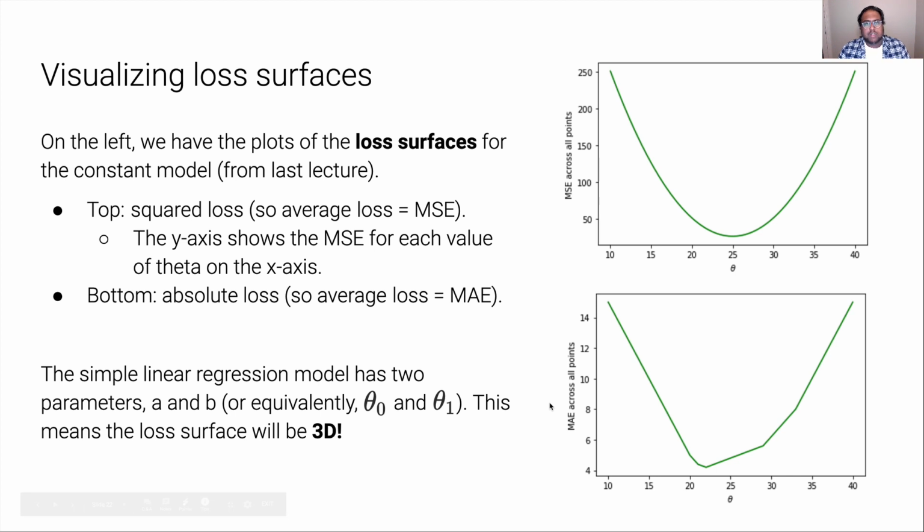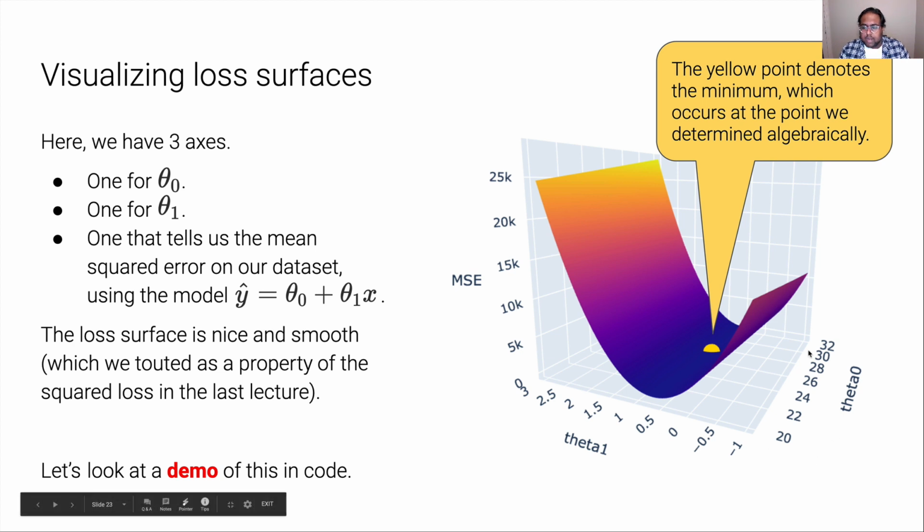But now for our simple linear regression model, we don't just have a single parameter, theta. We have two parameters, a and b, or, if we're reverting to the more traditional notation, theta naught and theta 1. And so our loss surface will be 3D. And this is what that looks like. We have one axis for theta naught, or a, another axis for theta 1, or b, and the height of this curve tells us the mean squared error for that combination of parameters. The yellow point down here occurs at the minimum value of the mean squared error, which corresponds to the optimal coefficients that we just solved for.